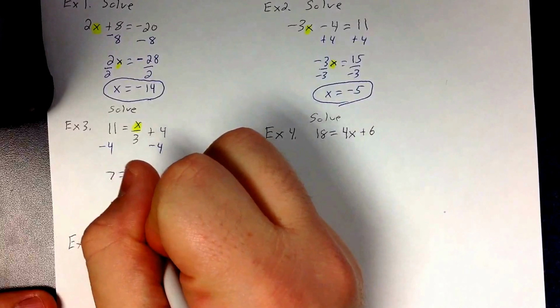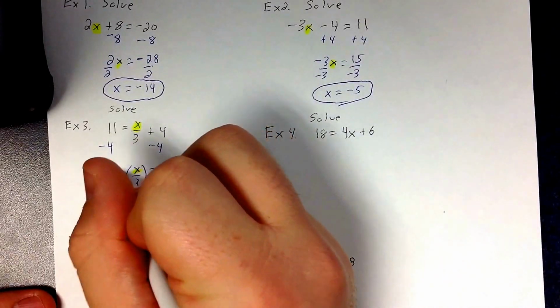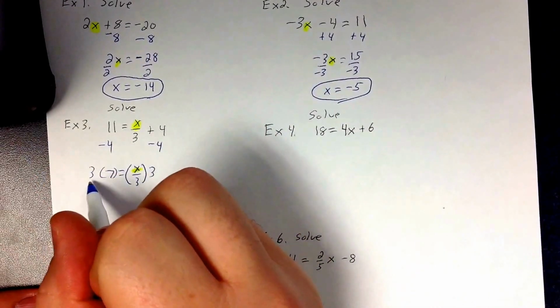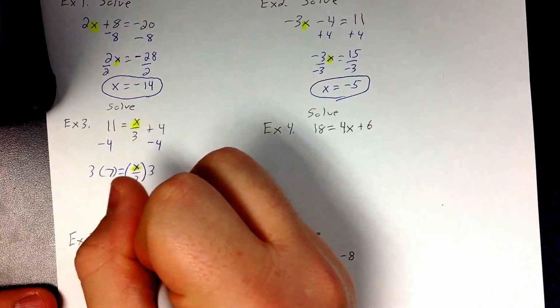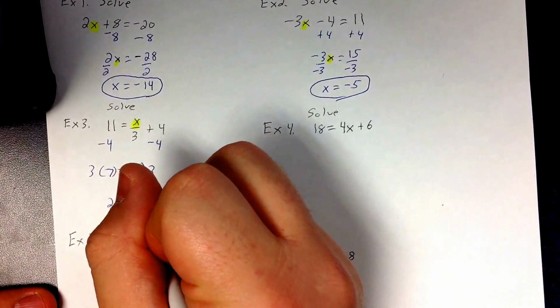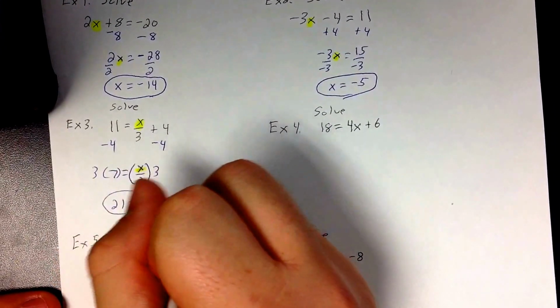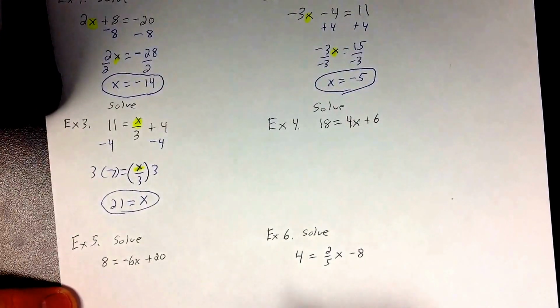Now, the x still isn't by itself because it's being divided by 3. So the opposite of divide by 3 again is multiplying both sides by 3. 3 times 7 is 21 equals, those 3 cancel down to 1x again. So I get x equals 21.